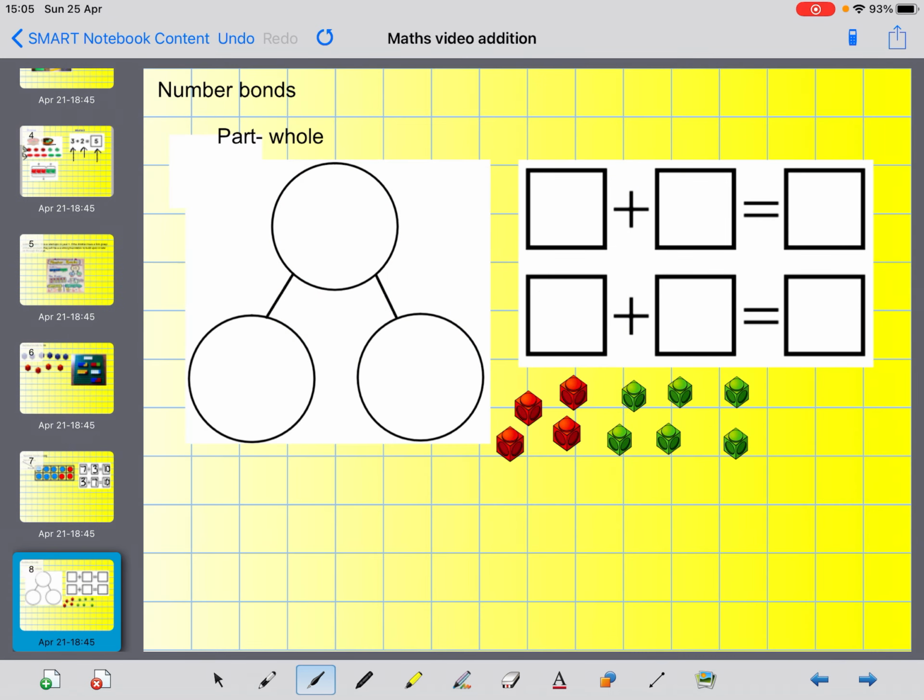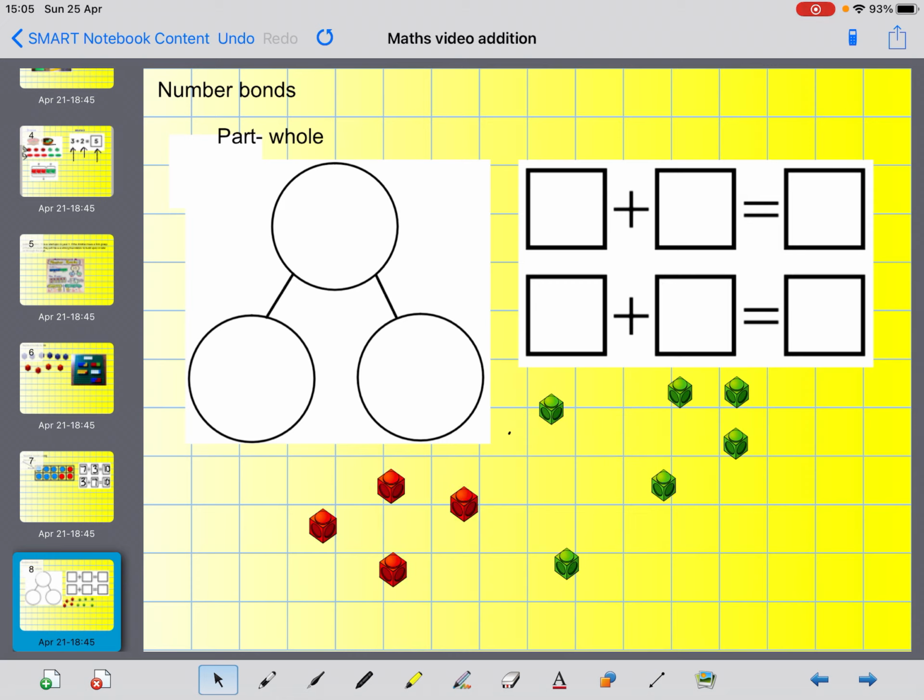Then we will also be using a special method called part-whole model. In our learning, we will be using the concrete method first. We will be moving the cubes around, for example. And then when we secure with our concrete method, we've got one group of red cubes here, and we've got another group of green cubes, and we can put them in the different parts.